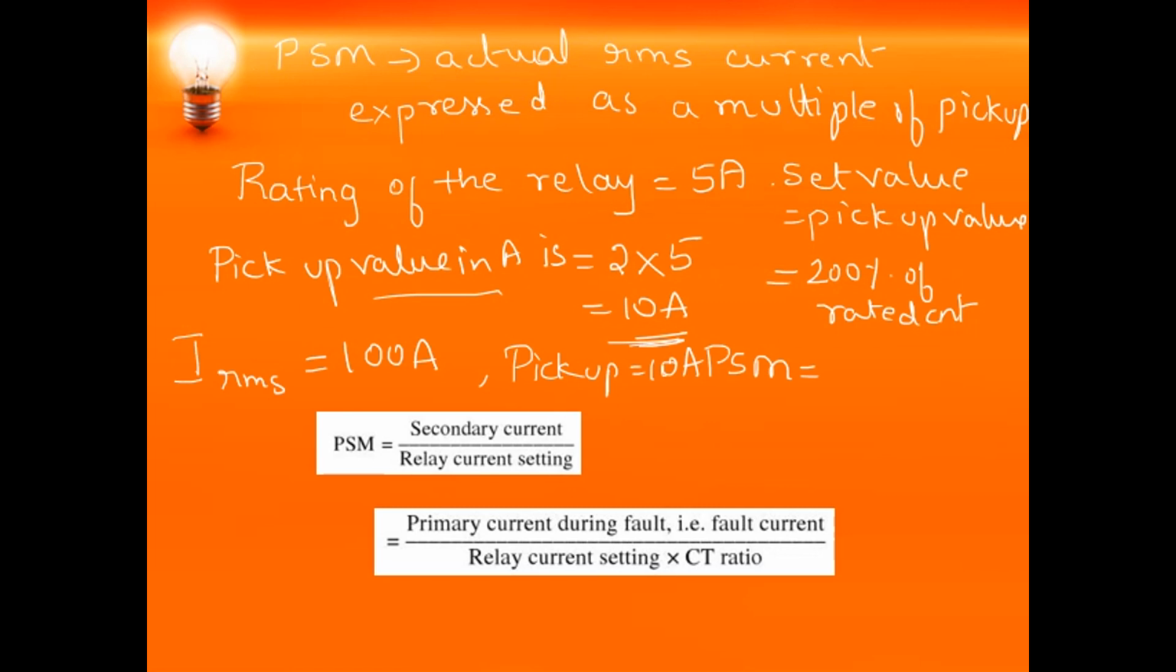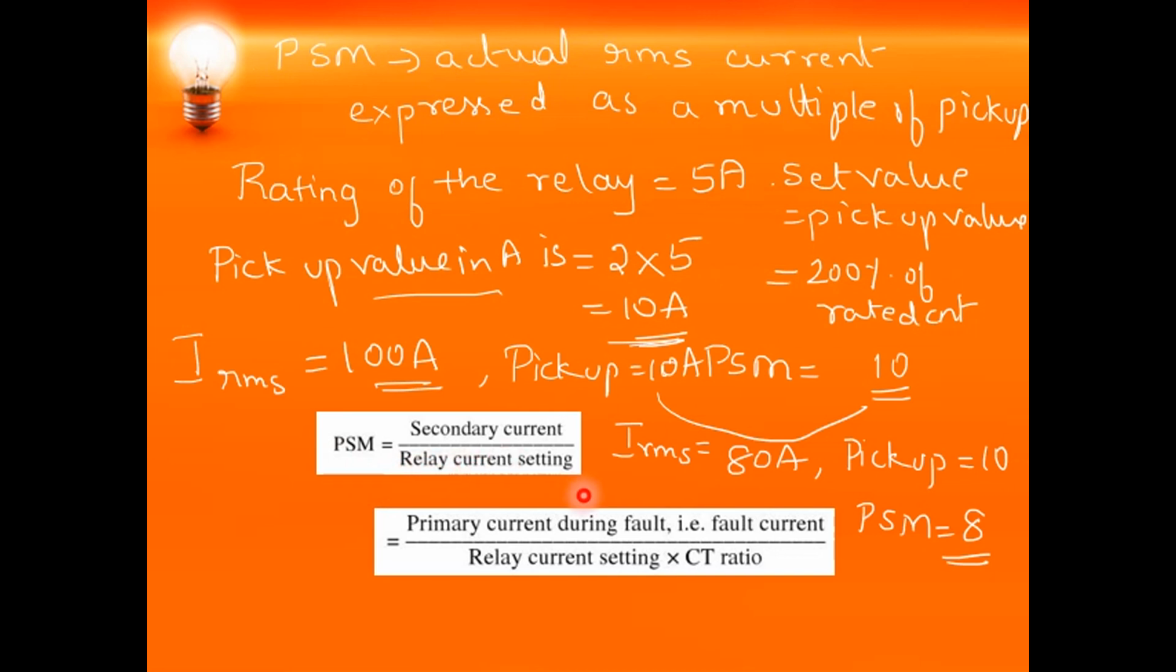So how to get 100 from 10? We have to multiply it by 10. So PSM will be equal to 10, because 10 multiplied by 10 gives us 100. Say suppose the RMS value, the actual fault current flowing, is 80 amps, and pickup is 10. Then what should be our PSM? PSM should be 8. So the PSM is given by the secondary current divided by the relay current setting.